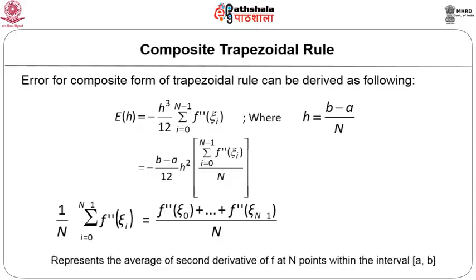Now, the expression here is h cube. Let us write this h cube as h square times h, and h let us write as b minus a by capital N. So, we have the minus sign as it is, b minus a times h square by 12, and inside we have sigma i equal to 0 to n minus 1 of the second derivative at the point xi i, divided by n, and that is the average of the second derivative values at some points.